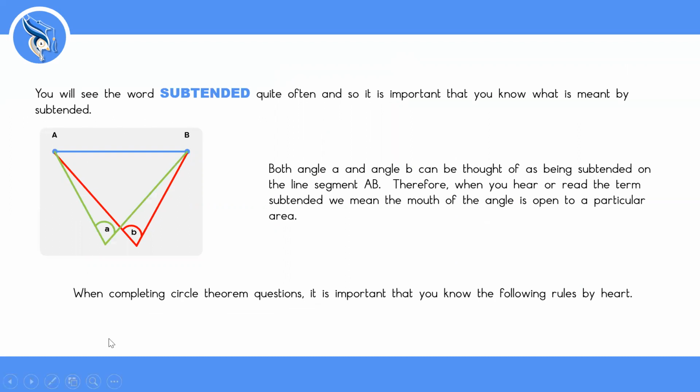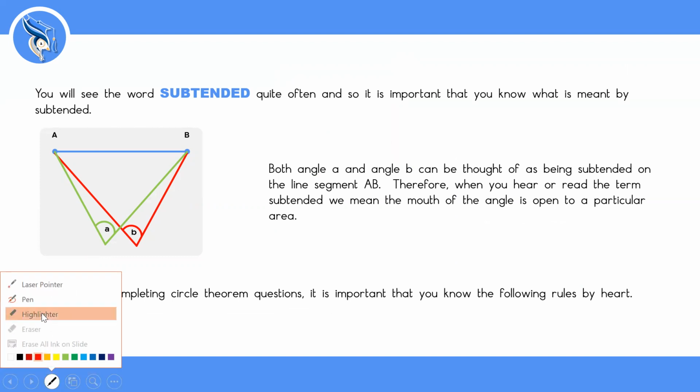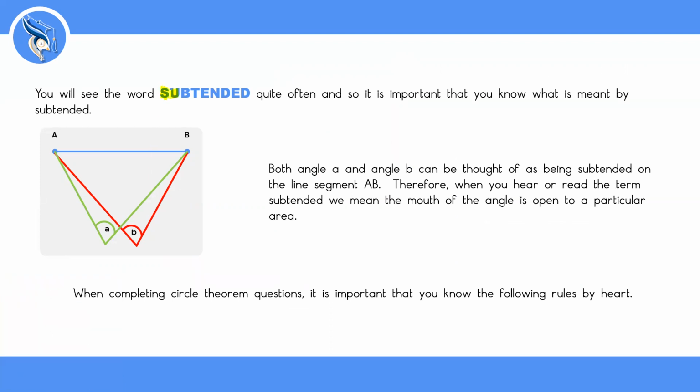So first and foremost, I must introduce the term subtended. Most teachers don't. So when it comes to identifying the rules, you're not really sure what you're doing. The word subtended means that the angle is open to the same points. So if you take, for example, this line segment AB, a line segment is simply a line that starts at a certain point and ends at another point. So this is point A and this is point B. And if I draw a line from A to B, then that's a line segment.